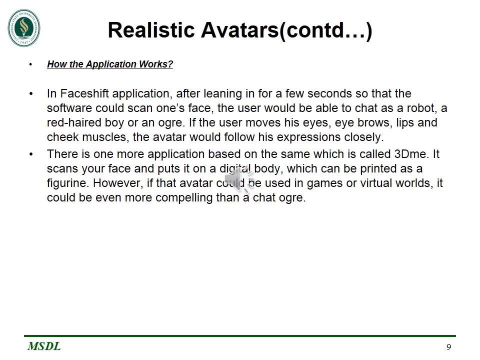Let's discuss more on the Face Shift application and how it actually works. In the Face Shift application, after leaning in for a few seconds so that the software can scan one's face, the user would be able to chat as a robot, a red-haired boy, or an ogre. If the user moves his eyebrows, lips, and cheek muscles, the avatar would follow his expressions closely.